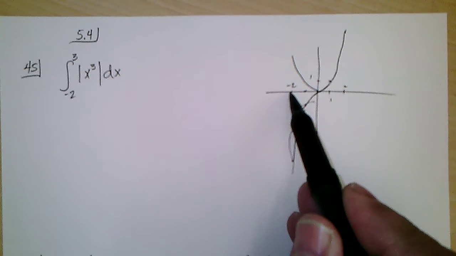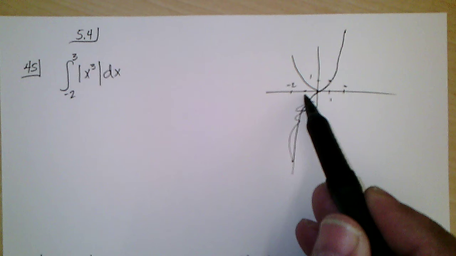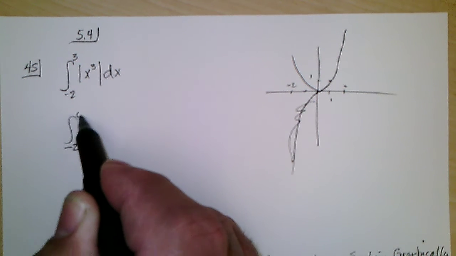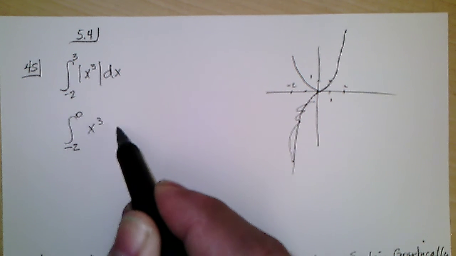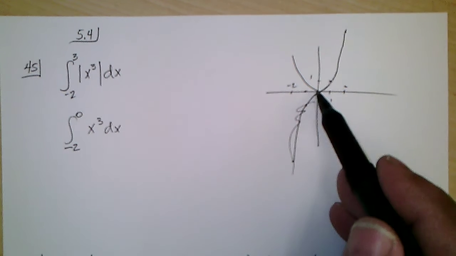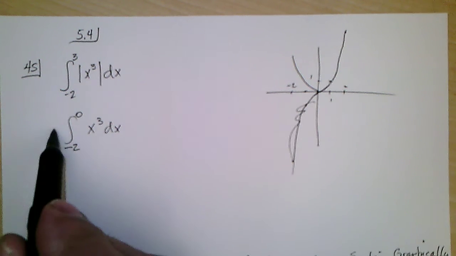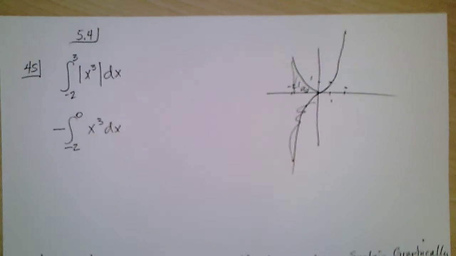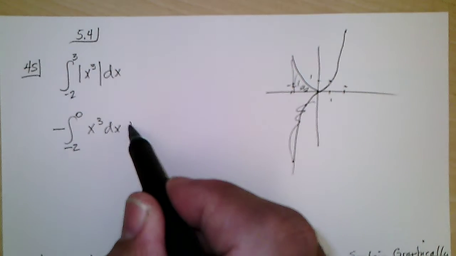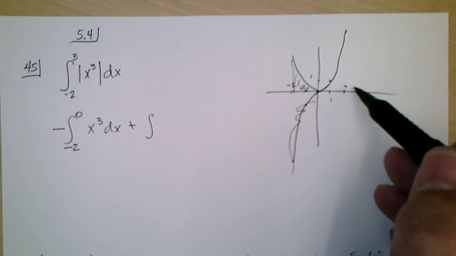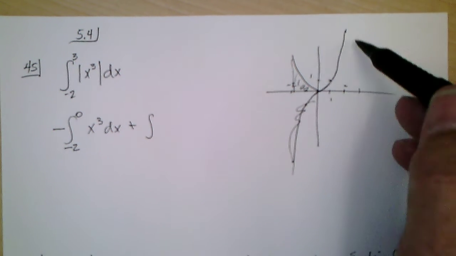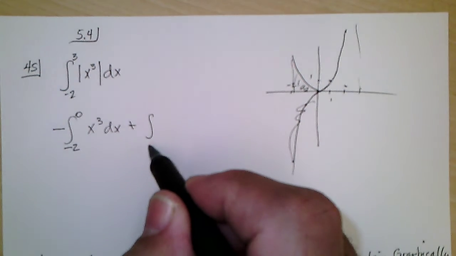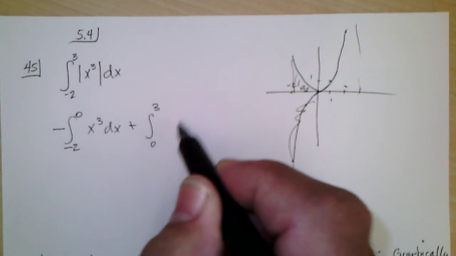So between negative 2 and 0, if we just integrated x cubed from negative 2 to 0, I'd be getting a negative answer. And so if I change the sign of it, then the absolute value will give me positive area. And then on the rest of it, from 0 to 3, the area is positive, so I don't have to worry about the absolute value. And so I just find the integral from 0 to 3.